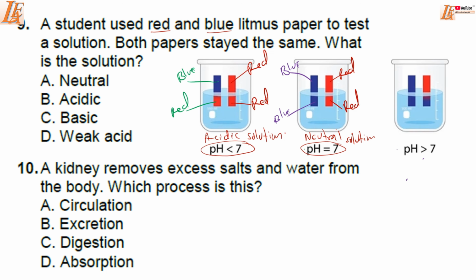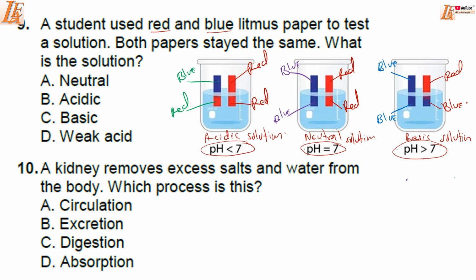Then now we have the third case, which has a pH of more than 7, and we call it a basic solution. In a basic solution, I want us to look at the litmus paper inside it. This blue litmus paper has remained blue, and then the red litmus paper up here has turned blue.